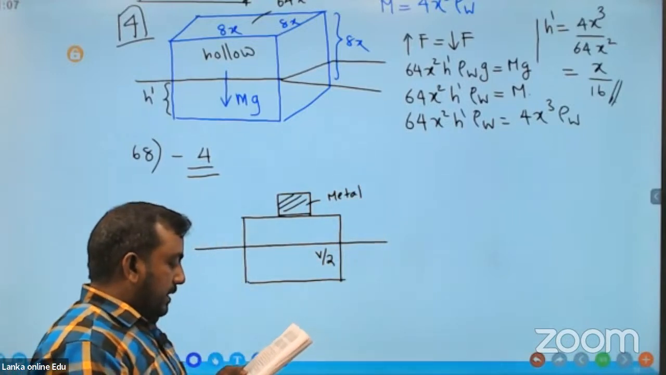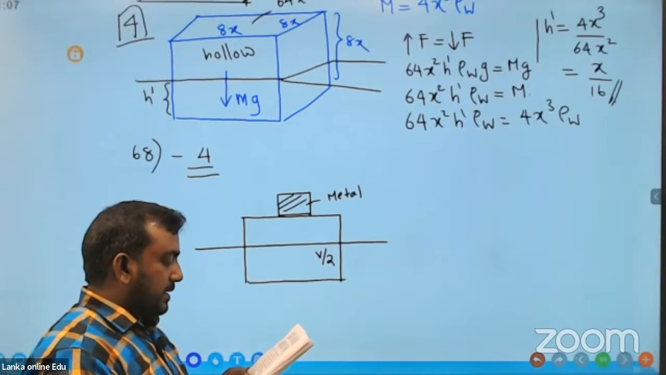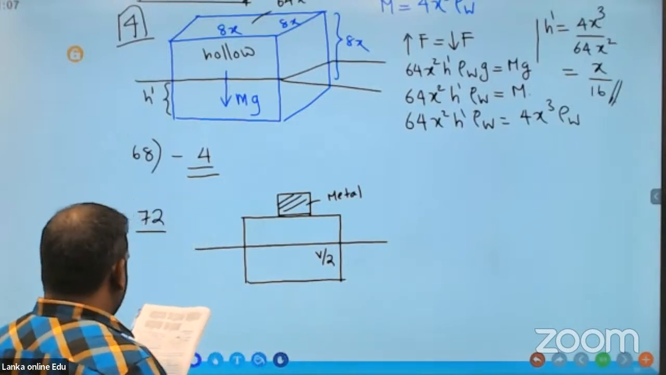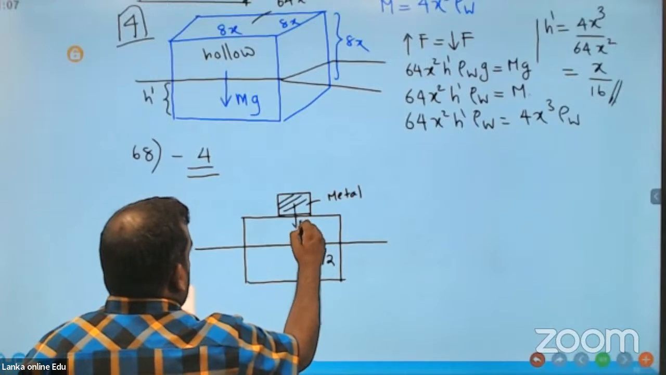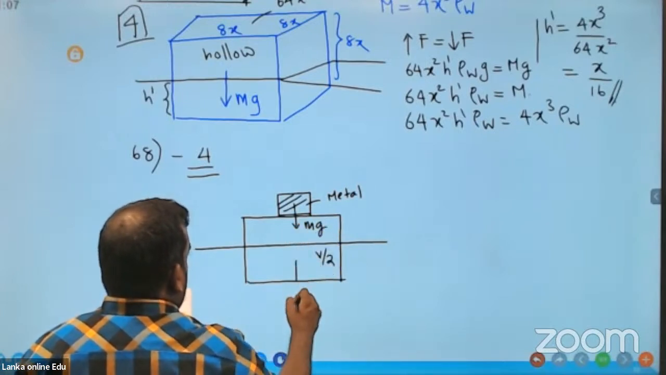The metal piece and the wooden block have the same mass. Interesting. Here weight mg. Here also weight mg.